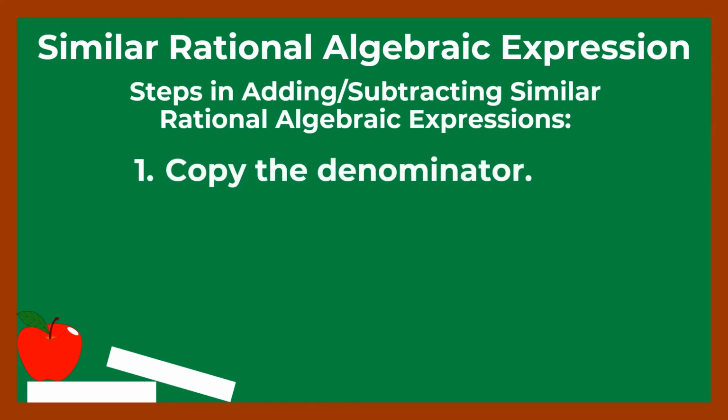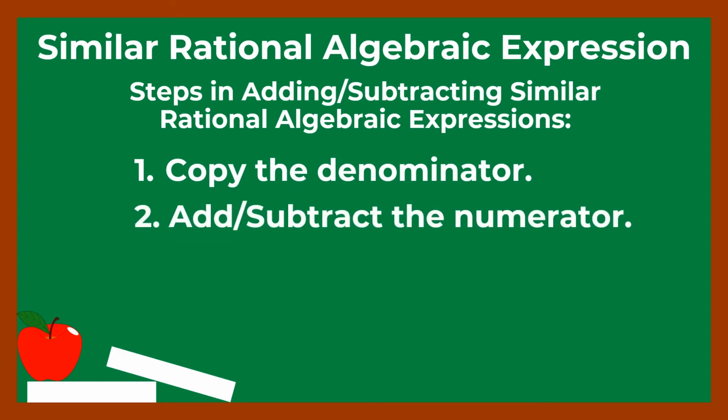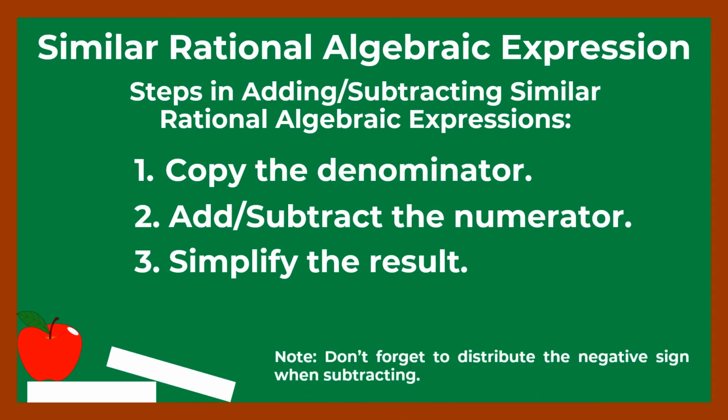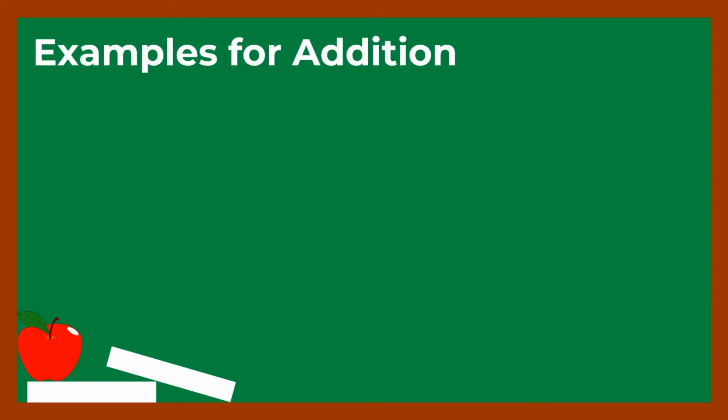Then we have here the steps in adding and subtracting similar rational algebraic expressions. And first one is we need to copy the denominator. Second is add or subtract the numerator, and then simplify the result. And then take note that don't forget to distribute the negative sign when subtracting. So I will illustrate this note later in our examples. So we have only 3 steps, and let's try some examples for addition.